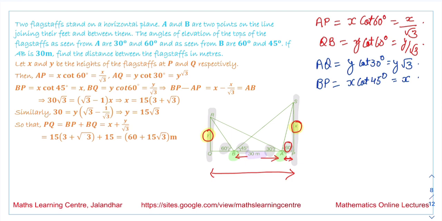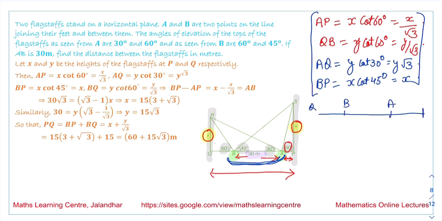Now we have the value BA. We know that this length BA is 30 meters. So if we want to calculate the value of AB, we have these 4 values. I am again drawing these values over here. We are saying this is the point Q, this is B, this is A and this is P. Now if we calculate the length BP minus the length AP, we get the answer as AB.